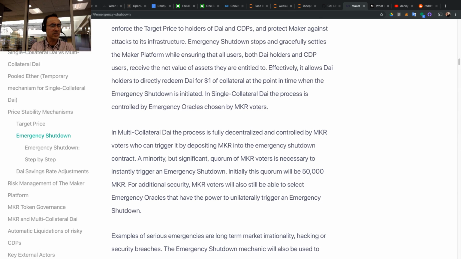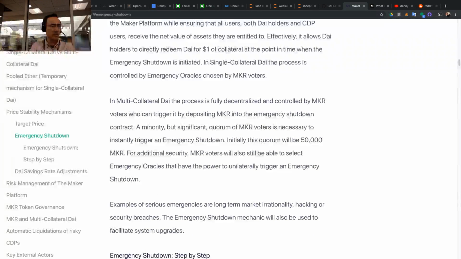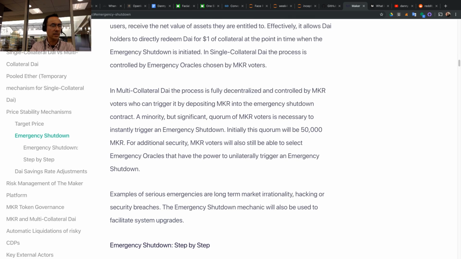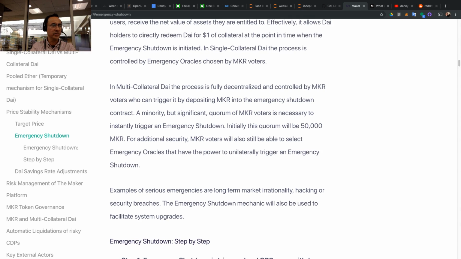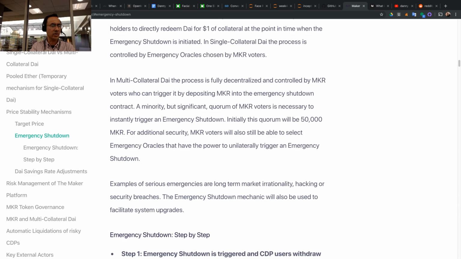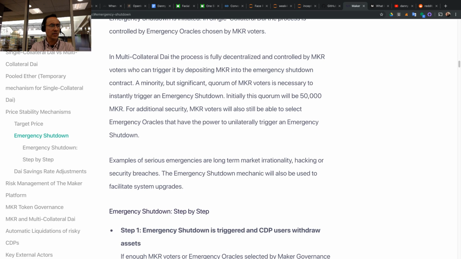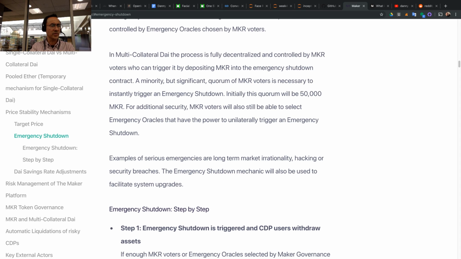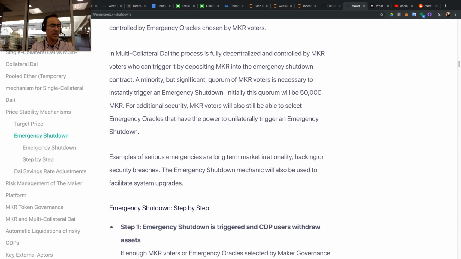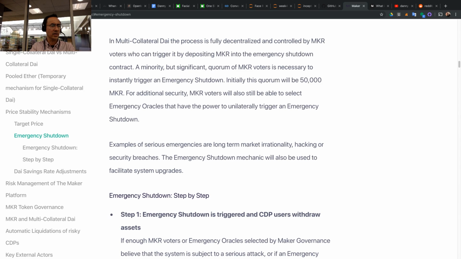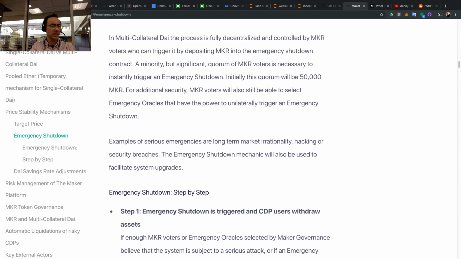In multi-collateral DAI, the process is fully decentralized and controlled by Maker voters who can trigger it by depositing MKR into the emergency shutdown contract. A minority but significant quorum of Maker voters is necessary to instantly trigger an emergency shutdown. Initially, this quorum will be 50,000 MKR. For additional security, Maker voters will also still be able to select emergency oracles that have the power to unilaterally trigger an emergency shutdown.